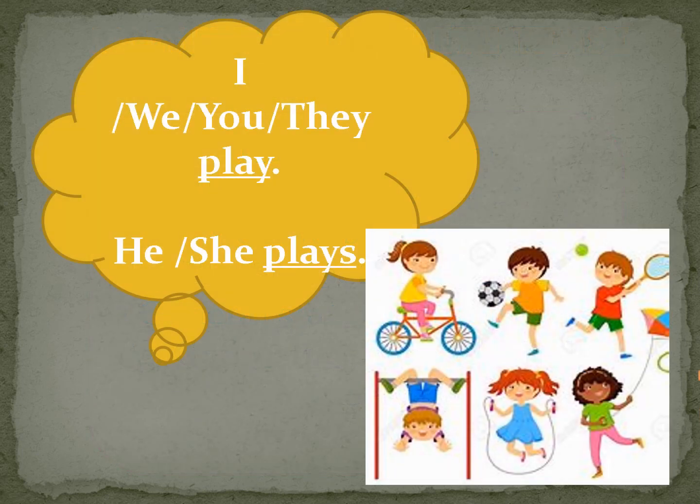So students, you have to remember that with I, we, you, they, we do not add s with the verb. Example, I play, we play, you play, they play. But with he, she, it, we use s or es with the verb. Example, he plays, she plays.